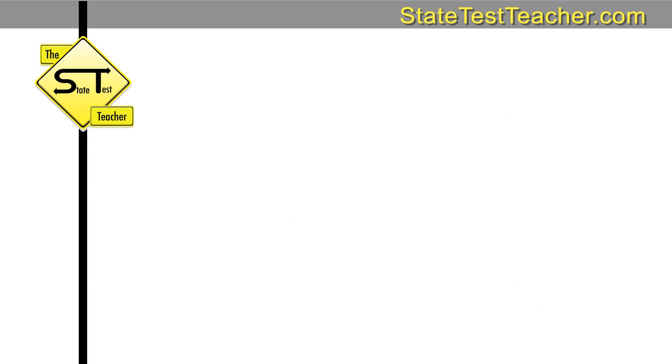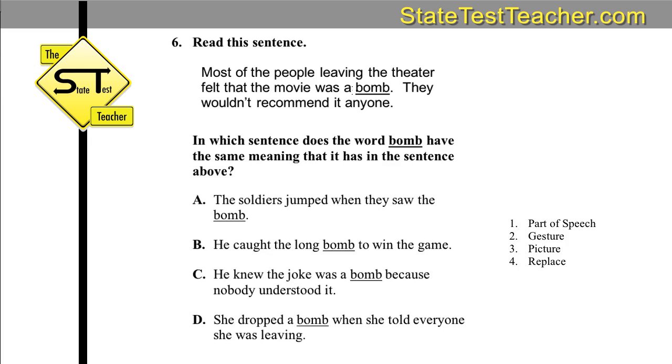But I'm going to go to the fourth strategy, which is replace. I teach my students to think of another word that would make sense in the sentence instead of the word bomb in the sample and see which other sentence can use that same word. So I would say most of the people leaving the theater felt that the movie was, and I would use the word disappointment. And then I would see if answer A, B, C, or D can use the word disappointment in a similar way. The soldiers jumped when they saw the disappointment?